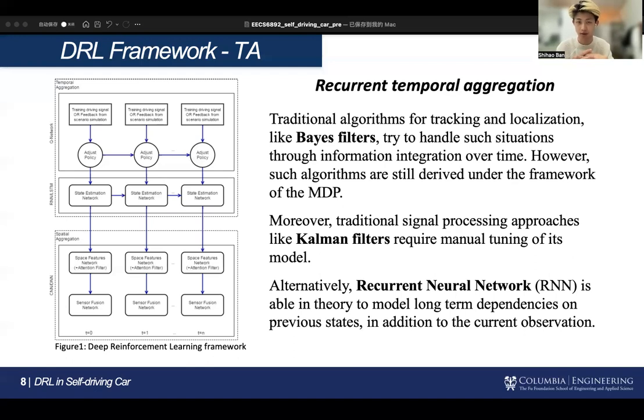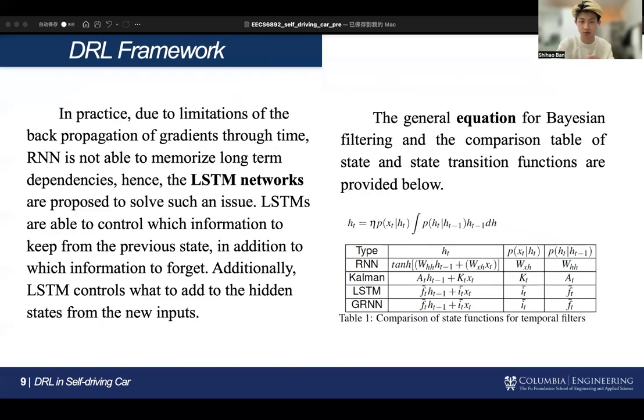So right here, we just talked about some algorithms, but they also have some disadvantages, right? So RNN, in practice, due to the limitation of the back propagation of gradients through time, is not able to memorize long-term dependencies. Hence, the LSTM network is supposed to solve such an issue, right? Right here is LSTM. It is able to control which information to keep from the previous states, in addition to which information to forget. Additionally, LSTM controls what is added to the hidden states from the new input.